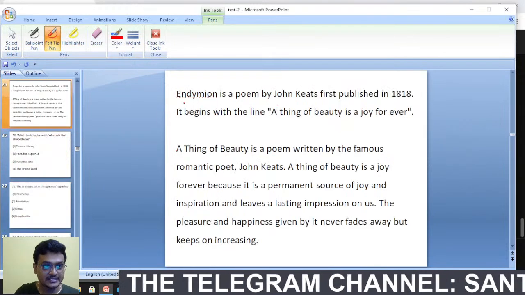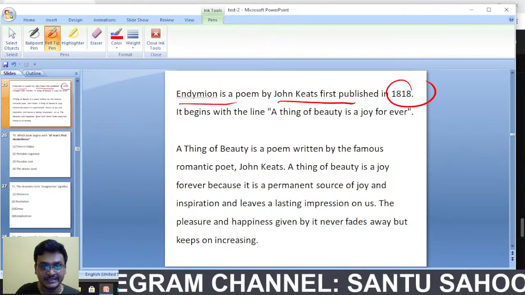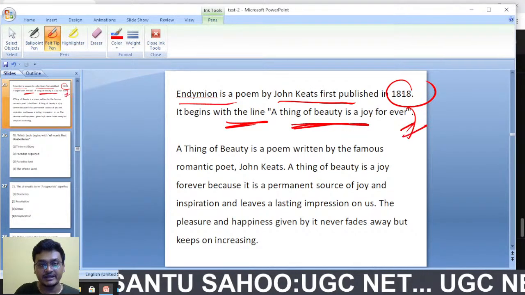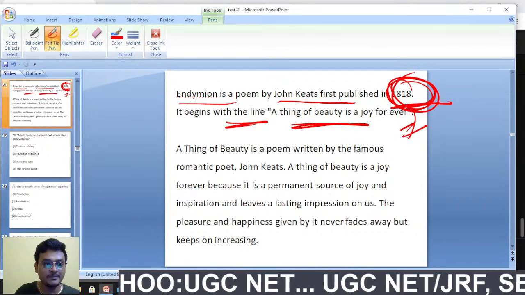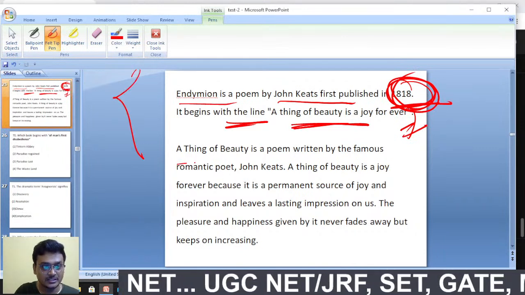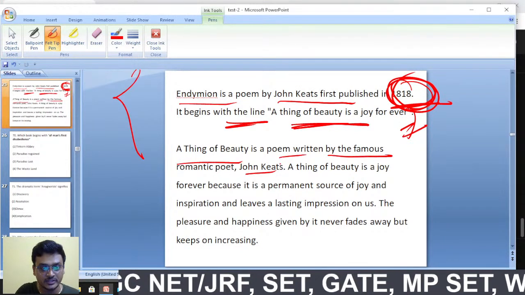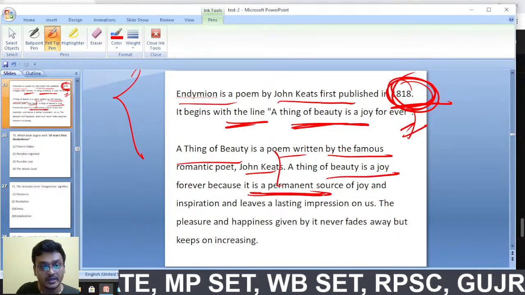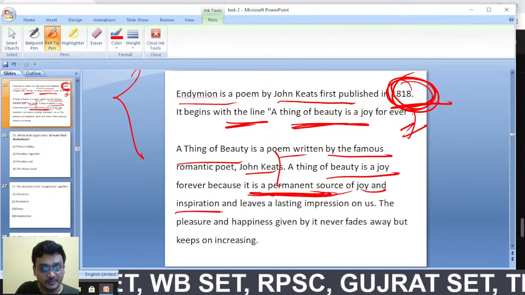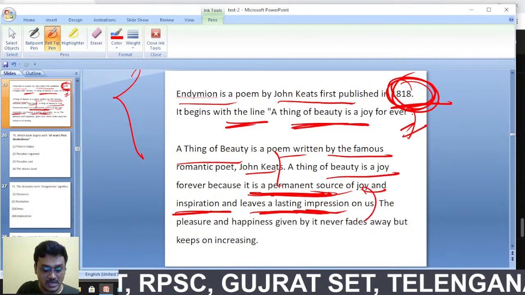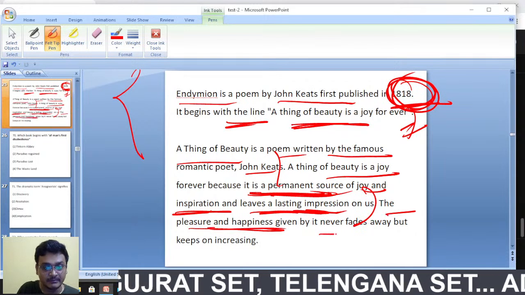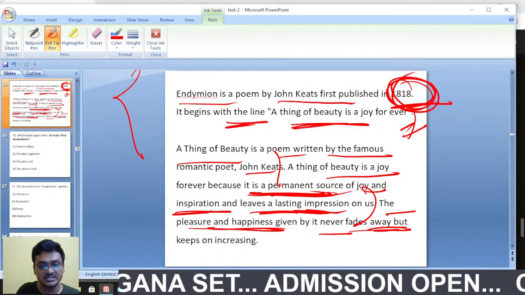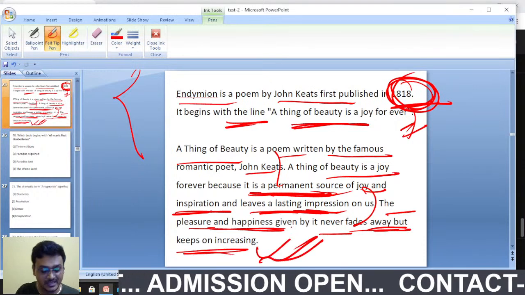Endymion is a poem by John Keats, first published in 1818. It begins with the line, "A thing of beauty is a joy forever." It was written by the famous Romantic poet John Keats. Why is it a joy forever? Because it's a permanent source of joy and inspiration and leaves a lasting impression on us. The pleasure and happiness it gives us never fades away, but keeps on increasing.